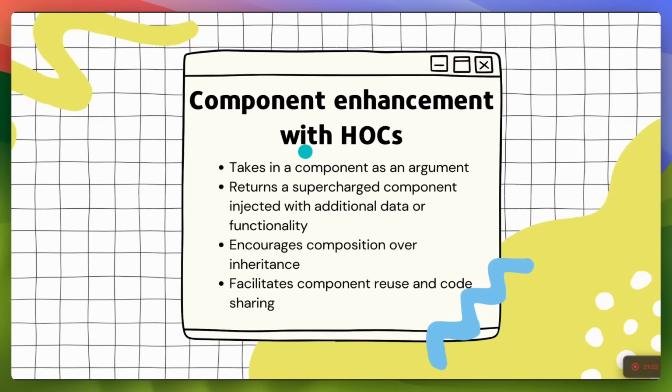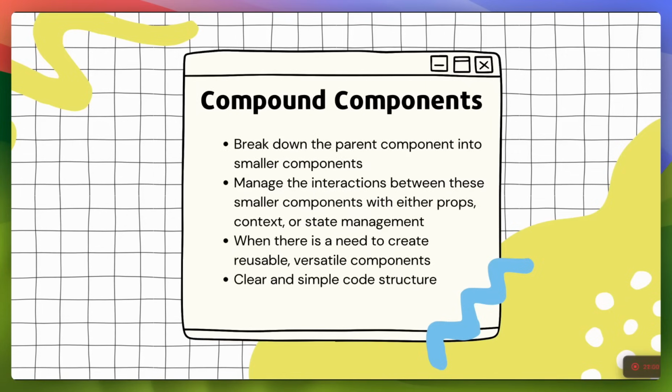Okay, so to recap, component enhancement with the HOC design pattern takes in a component as an argument and returns a supercharged component in which you inject some additional data, right? Or some functionality. And this design pattern encourages composition over inheritance. It also facilitates component reuse and code sharing without having to duplicate code. Let's move on to our next design pattern, which is called compound components.